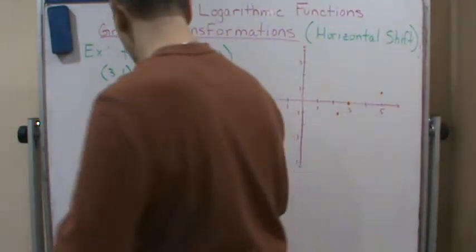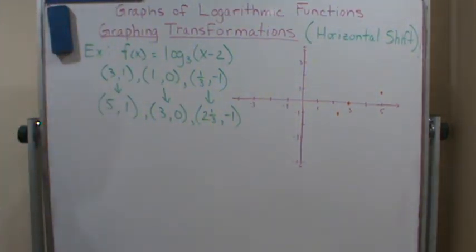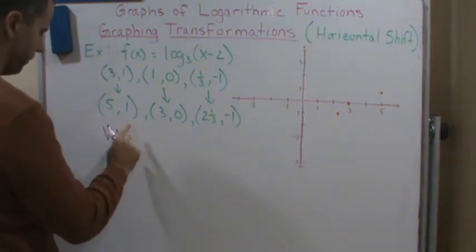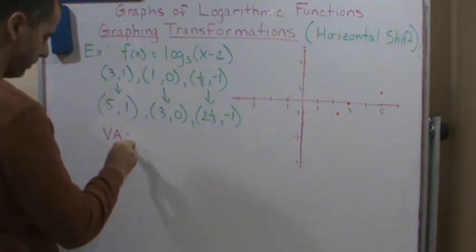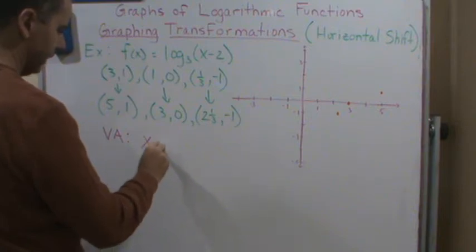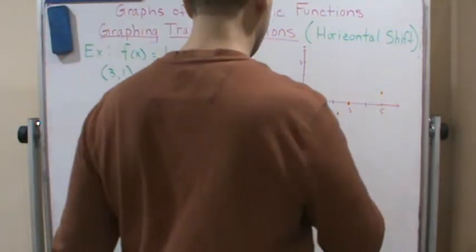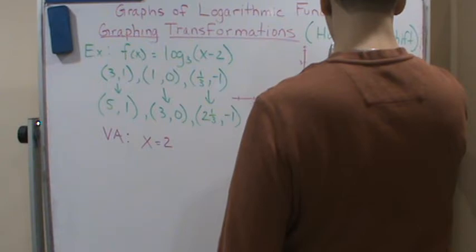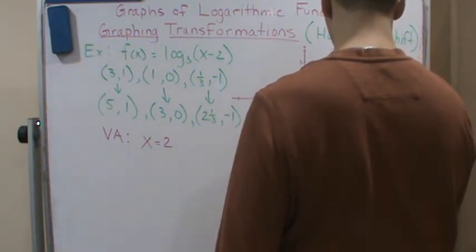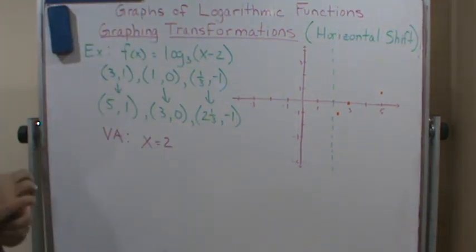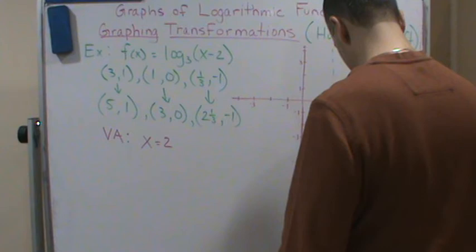Now, what also shifts to the right? The asymptote. So the vertical asymptote is going to be located at what? x equals 2. So the vertical asymptote is going to be at x equals 2, so I'm going to draw that. Okay, there's the vertical asymptote. And now that I have everything sketched, I'm just going to connect the dots with a nice smooth curve.